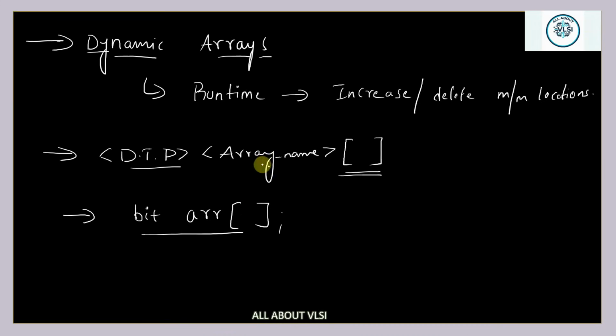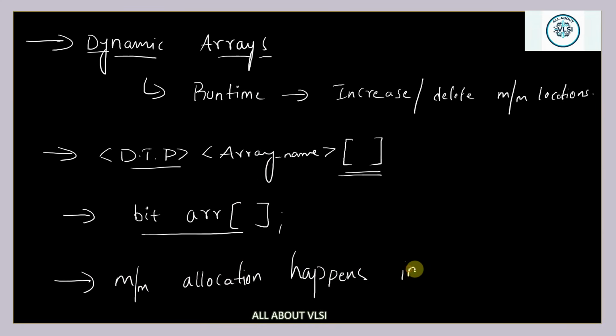Now, if you have declared a dynamic array, you need to allocate memory for it. Memory allocation happens during the runtime. So in the compile time, you're not going to provide any memory. In your runtime only, you're going to provide the memory.